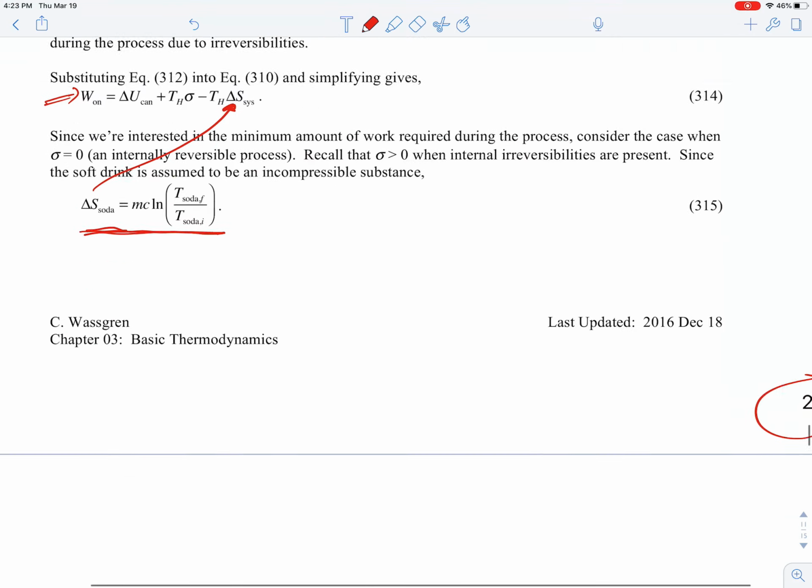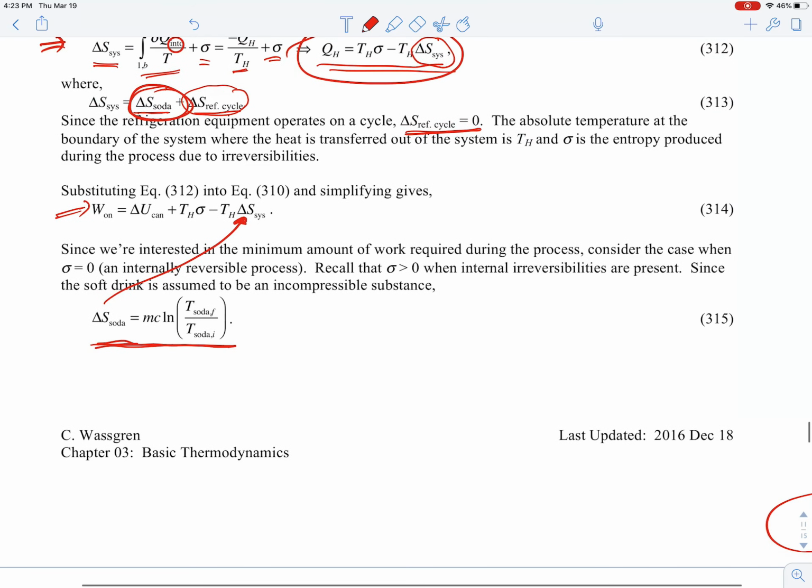So let me just focus on this equation for a moment, equation 314. This is the amount of work that we have to put into our system in order to cool it down. And you'll notice in here that we have the entropy generation term. So I'm going to erase some stuff to make it a little cleaner. Okay, so notice that we have this plus TH times the entropy generation, or entropy production, whichever you want to call it. So in order to find the minimum amount of work that we have to put into this, you can see that we would like to have sigma equal to 0.